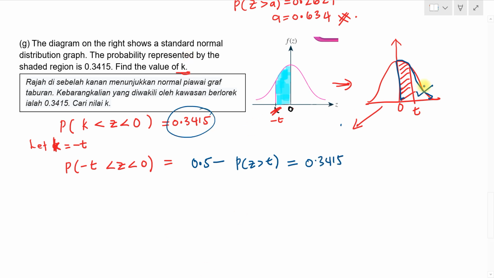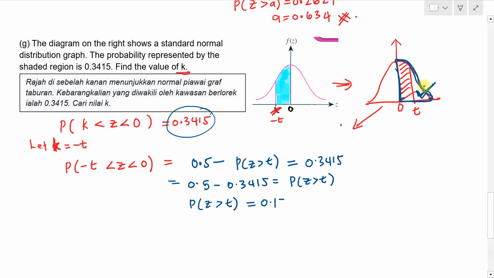Okay, I explain again. You see this whole thing is 0.5. And the part you can calculate from the graph, from the table, the one I ticked, right or not? So you will get the remaining, what? Shaded region. So just operate this. You get z greater than t. What do you get? 0.5 minus 0.3415. You should be getting 0.1585.